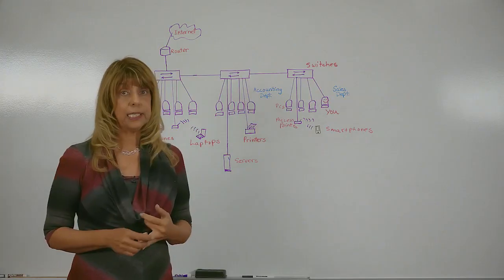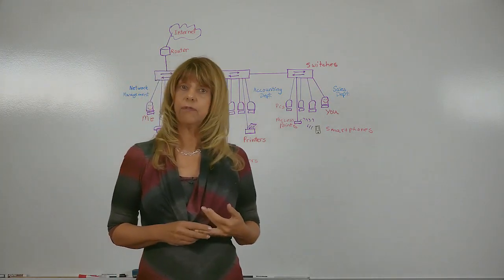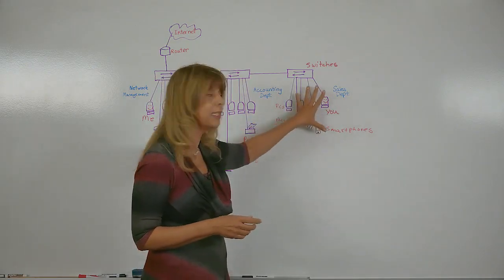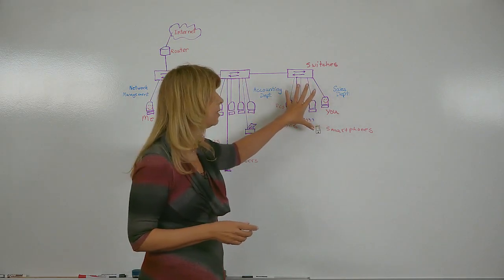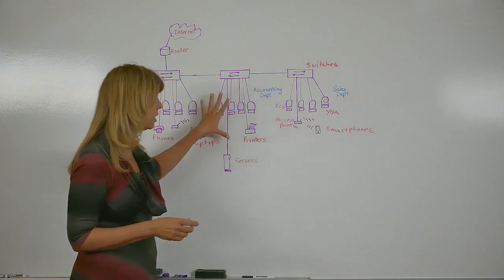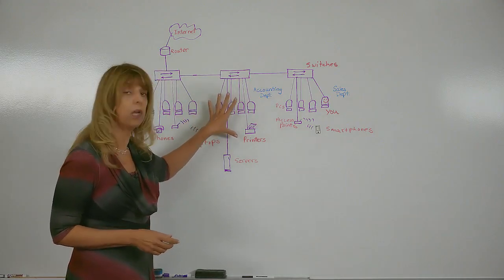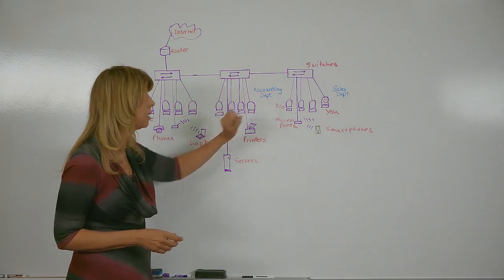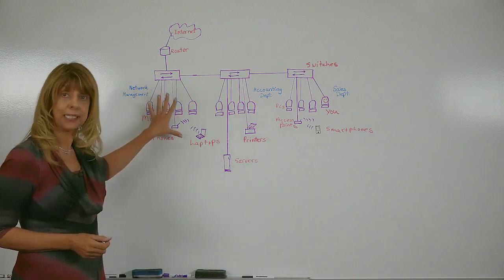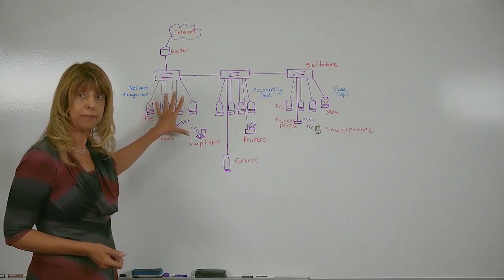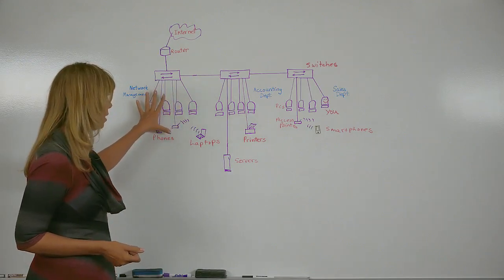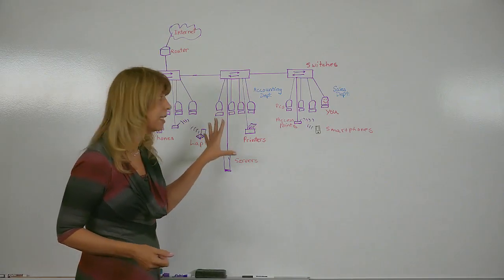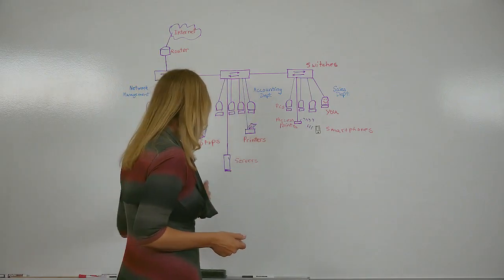Another reason that we might want to divide our network is for security purposes. We may not want people in the sales department to be able to see the devices and servers or use the printers that are located in the accounting department. We might also not want the accounting department to be able to access the network control mechanisms that are in the network management department. So that's another reason why we might want to divide our network into smaller pieces.